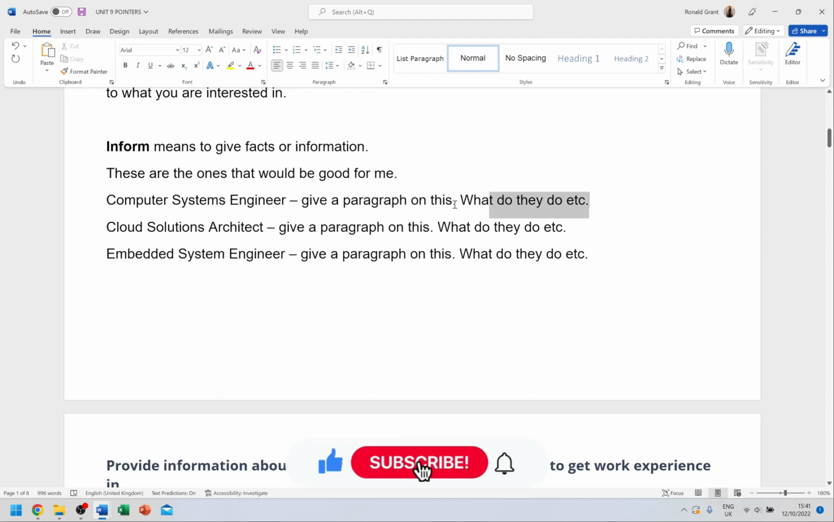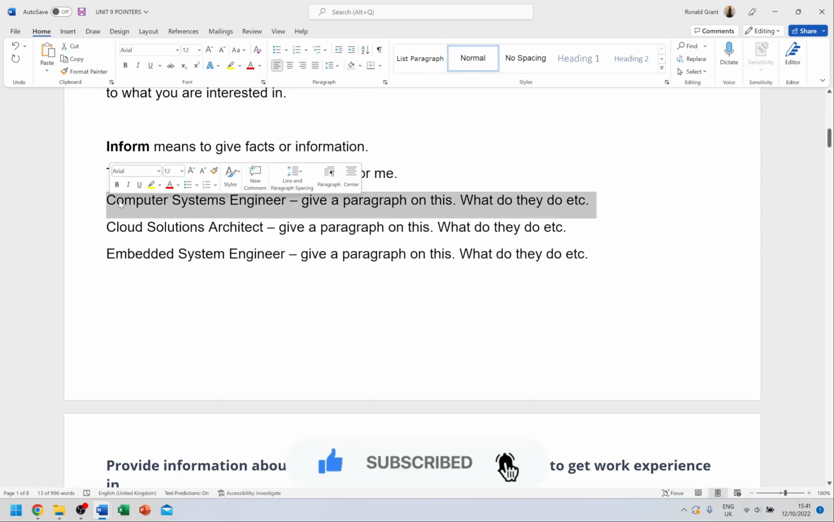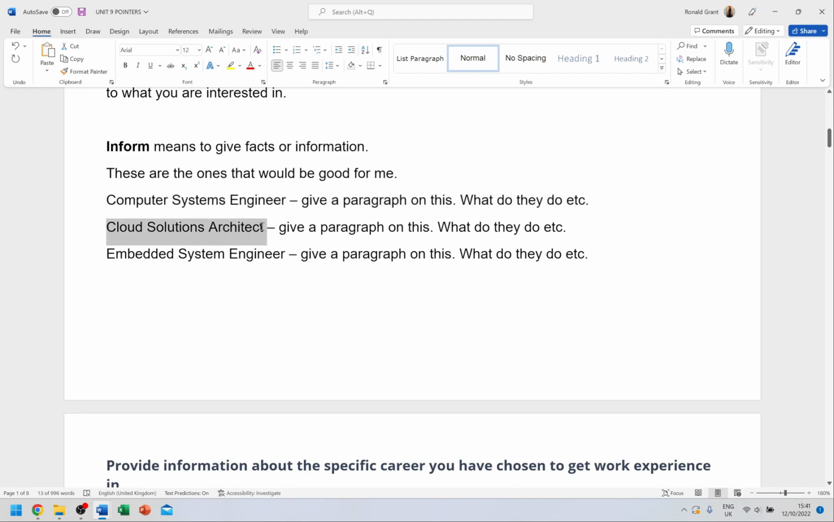Again, this paragraph about computer systems engineer should have enough detail in there for me, as a non-engineer, to read that paragraph and have a generally good understanding of what that role entails. Same thing for cloud architect, same thing for embedded systems engineer. Now, obviously these are mine, you're supposed to choose yours.